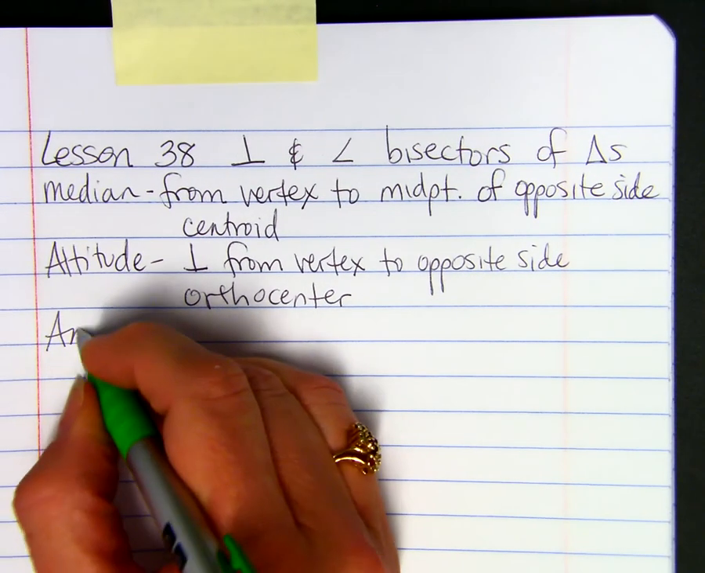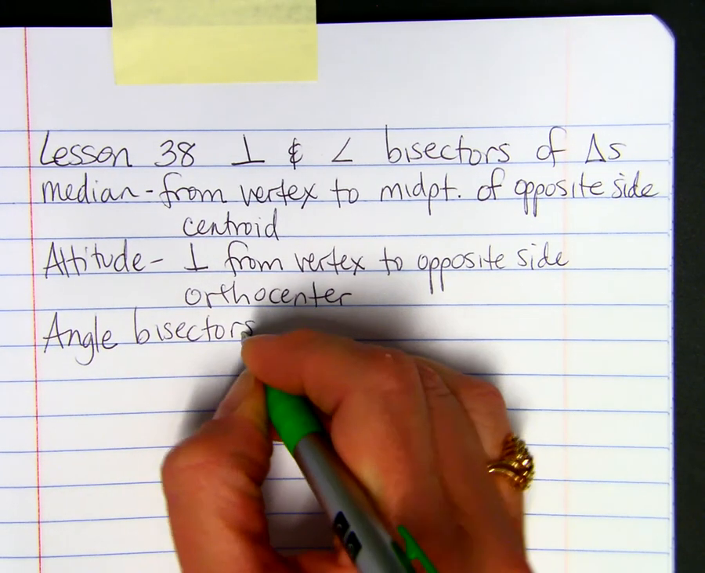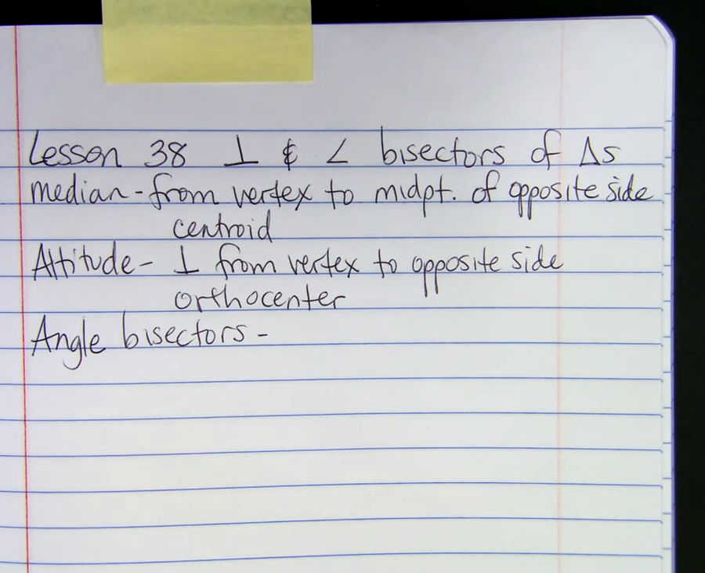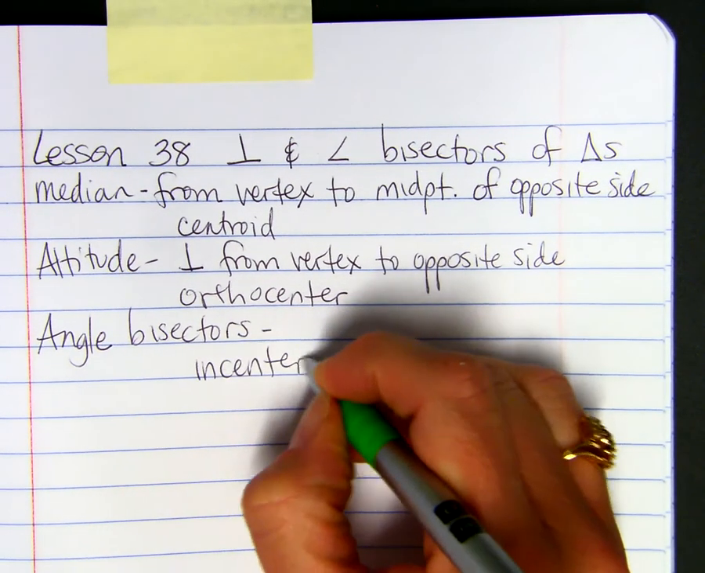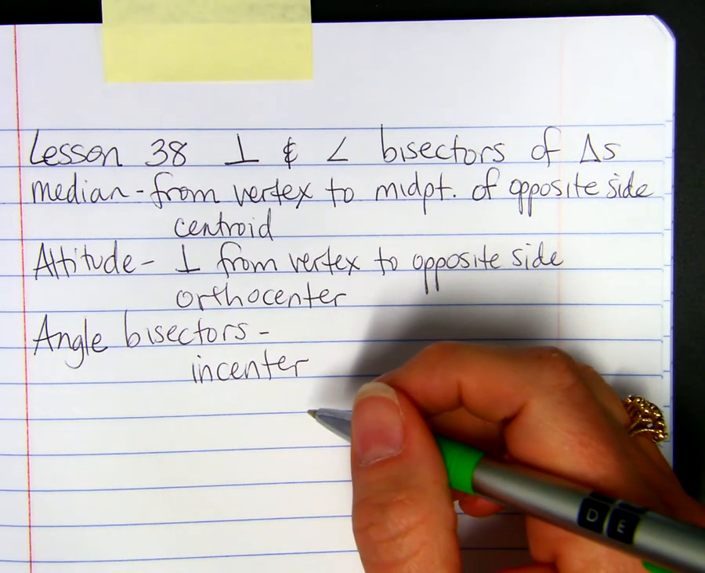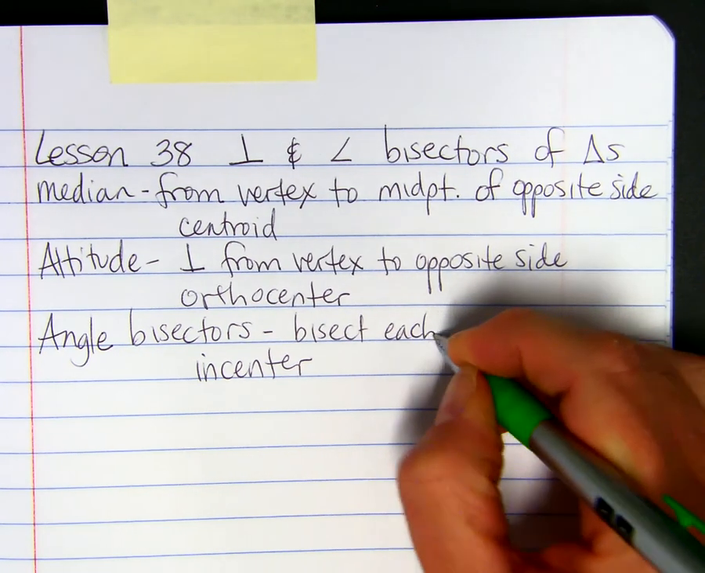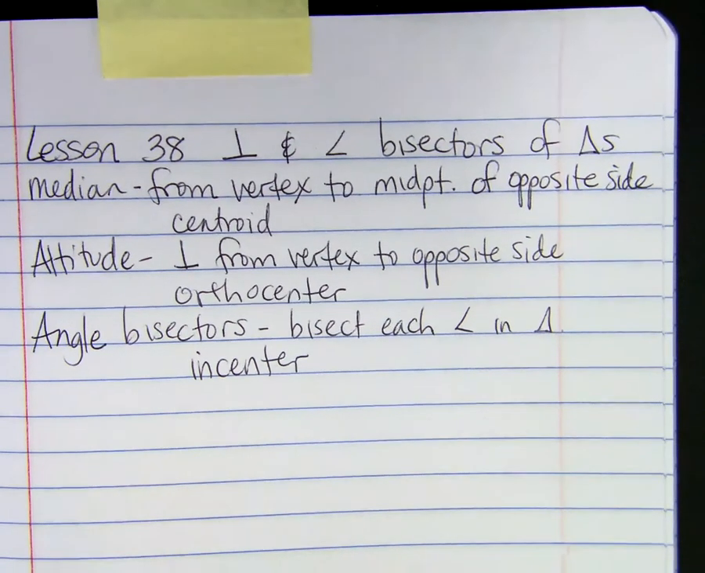Now we have the angle bisectors of all three vertices, all three angles in the triangle, and where those three lines meet is called the incenter. So the angle bisectors bisect each angle in the triangle. Okay. So where they meet is called the incenter.